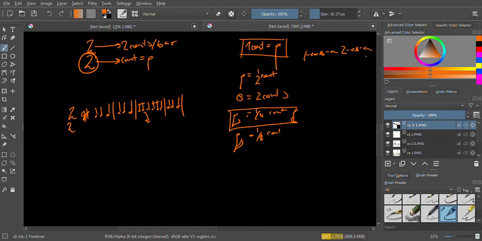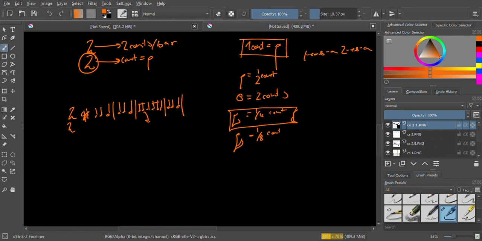So again, this is an extra lesson. This might be very confusing, but point being, in a 2-2 time signature, there are 2 counts per bar. So I'm counting it like 1 2 1 2 1 2 1 2. That's how I'm counting this.